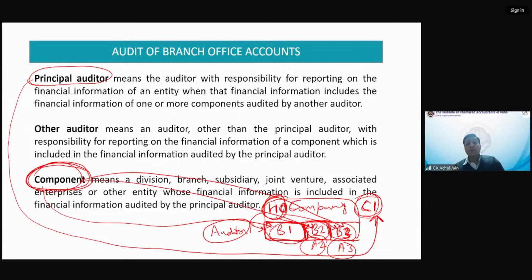And the auditor who will audit the component, what do you call them as? Component auditor or other auditor. Means who is auditing only that component. Okay, clear on this?